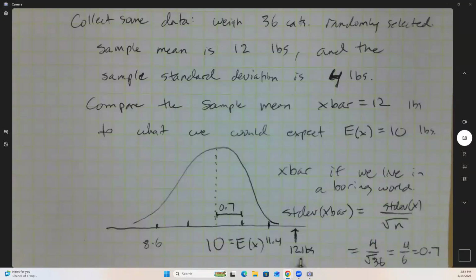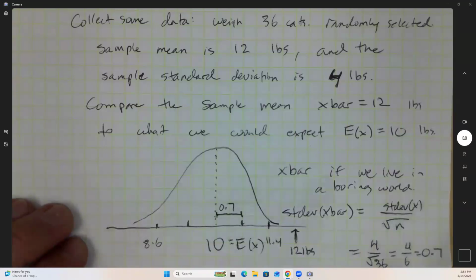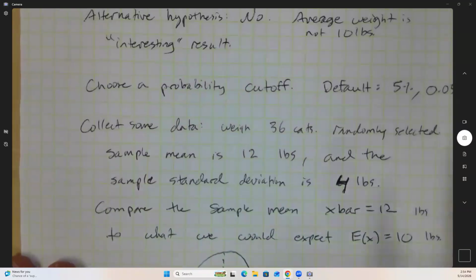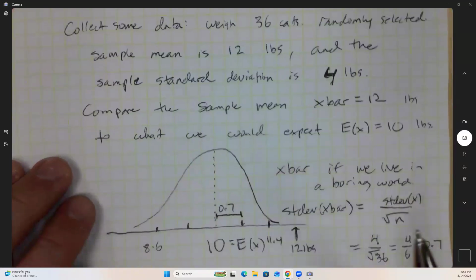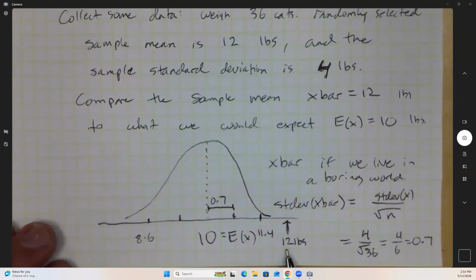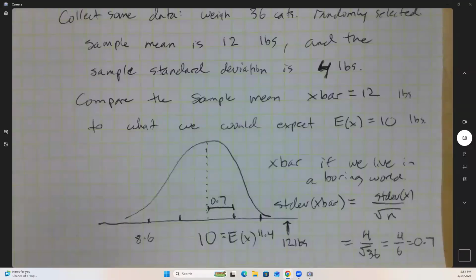One of the nice things about the normal distribution, the central limit theorem, is we can make these comparisons using step sizes, right? If we're more than 2 standard deviations away, we generally say we're not living in a boring world, we're living in the interesting world. But again, statisticians make their decisions using probabilities. So what we really want is we want a probability that comes along with this 12-pound average. And so for that, we use technology.